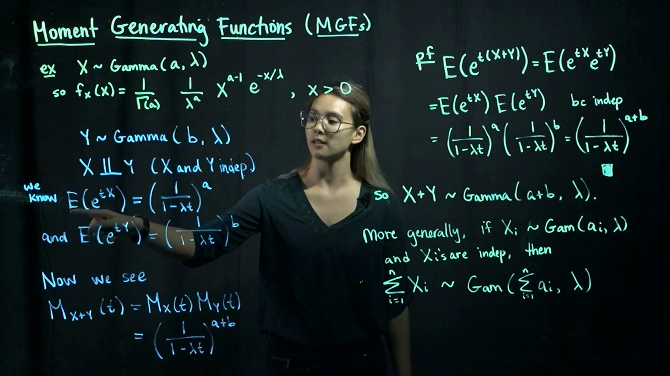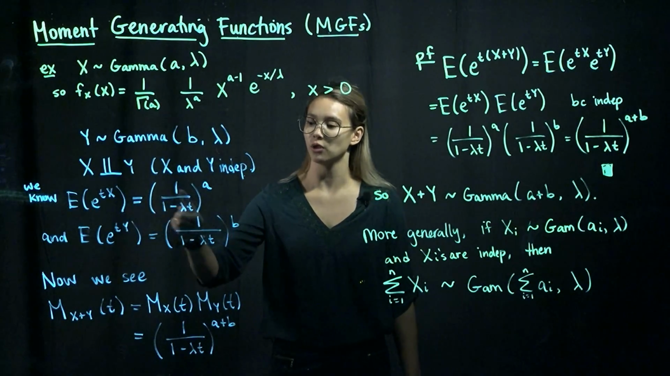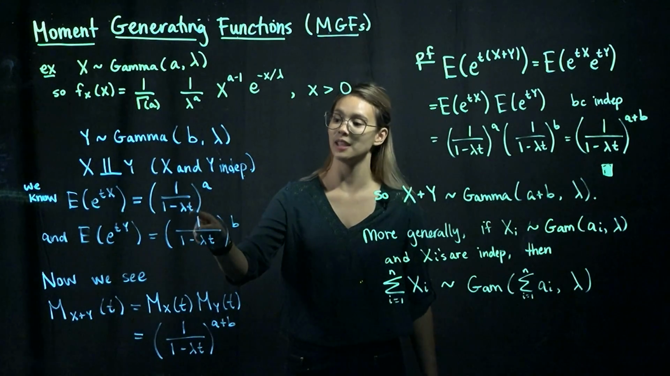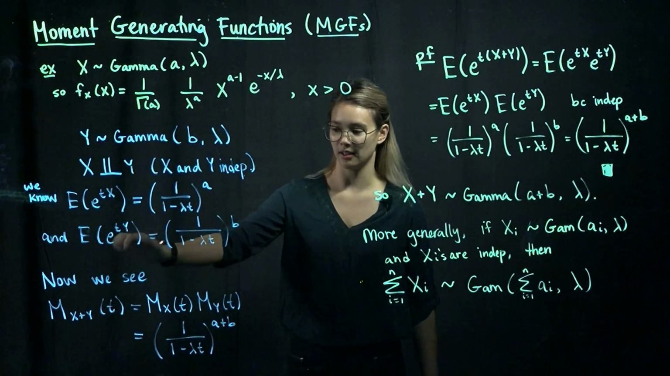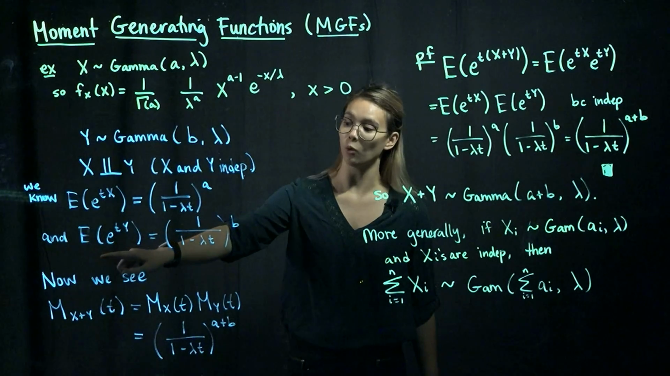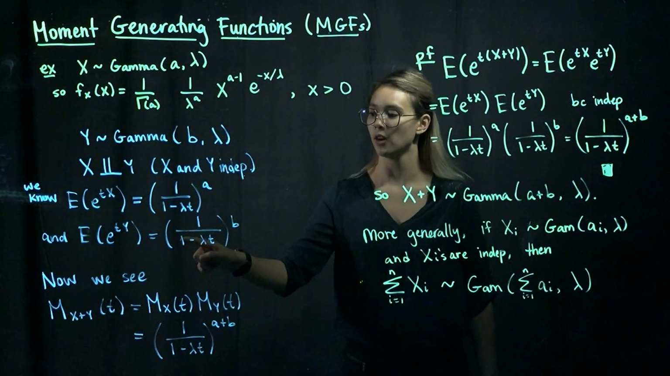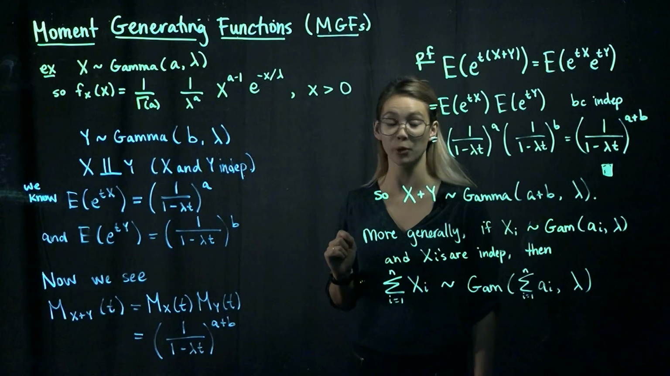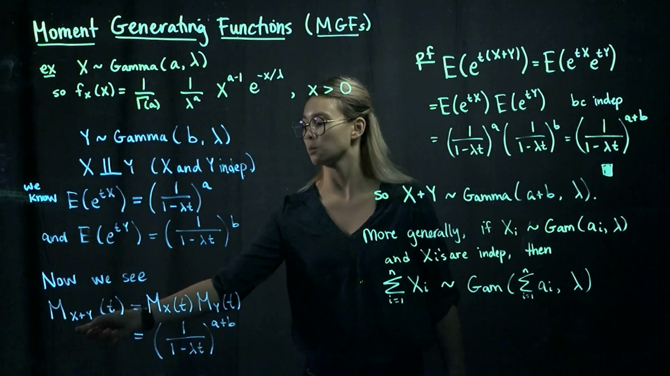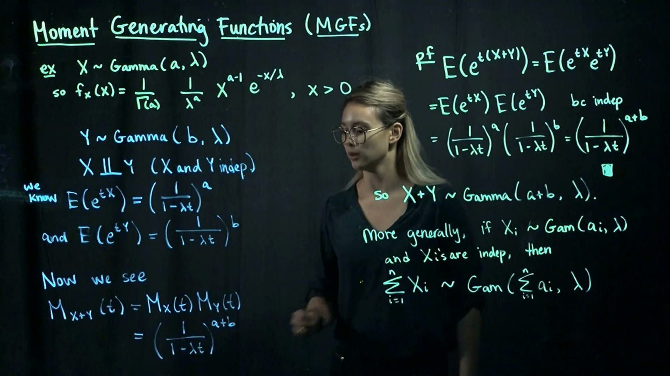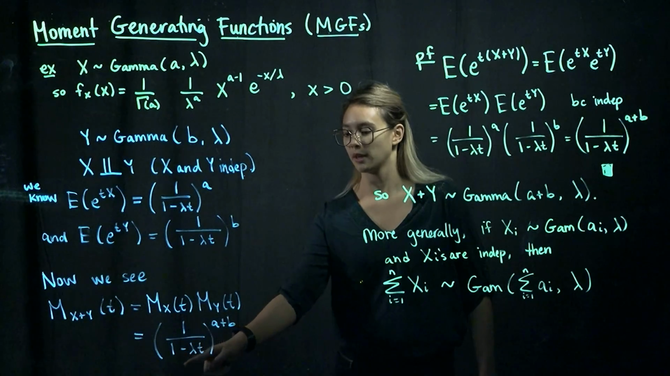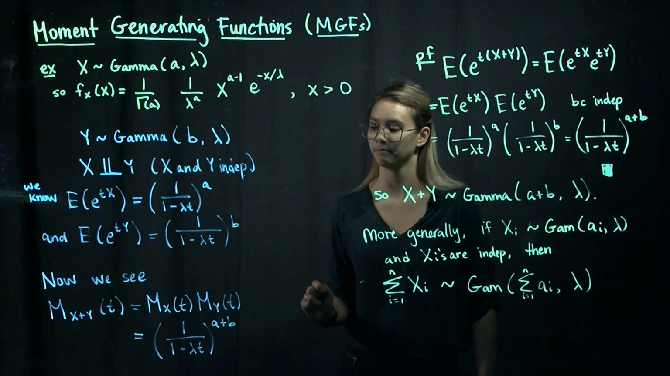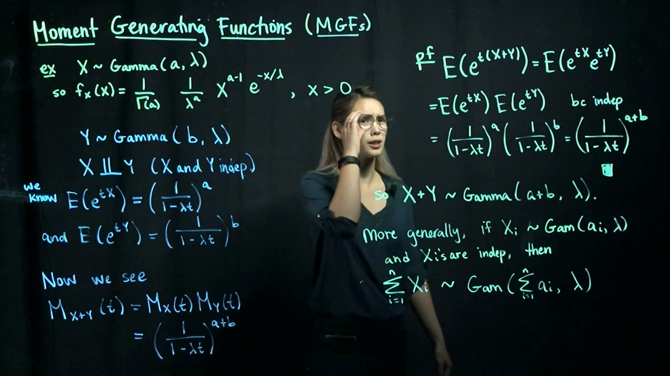Well, we already know that the MGF for X is equal to (1 over (1 minus lambda t)) to the a, and similarly, the MGF for Y is (1 over (1 minus lambda t)) to the b. Now we're going to see that the MGF of X plus Y is equal to (1 over (1 minus lambda t)) to the a plus b. All right, so let's see how that works.